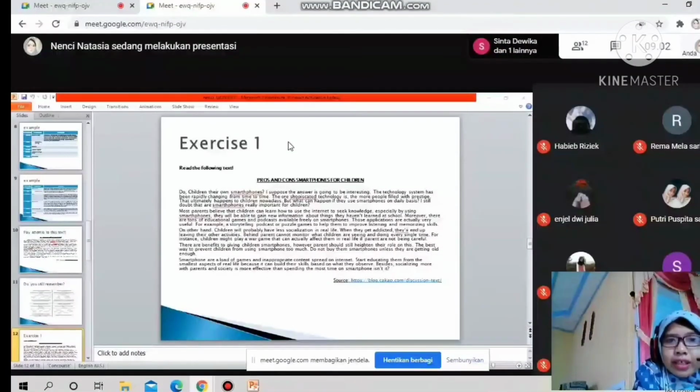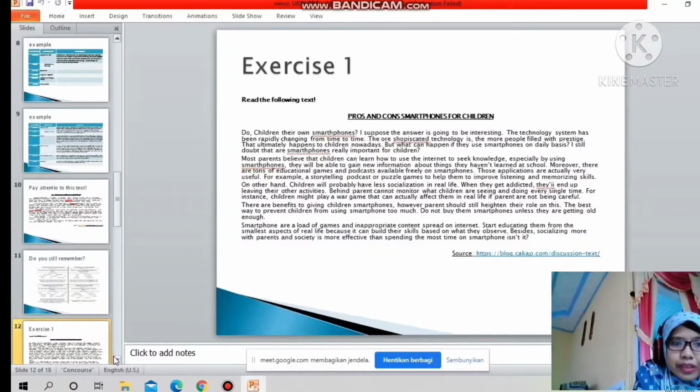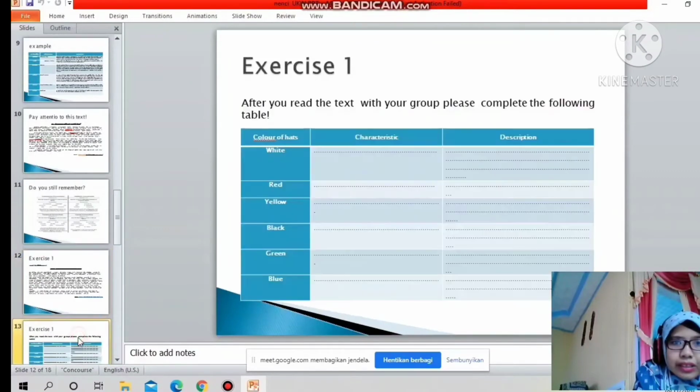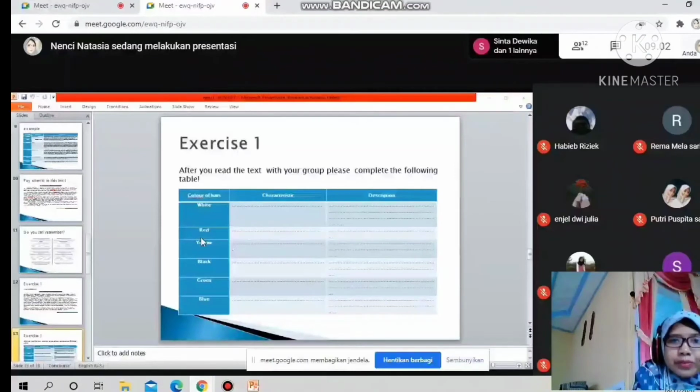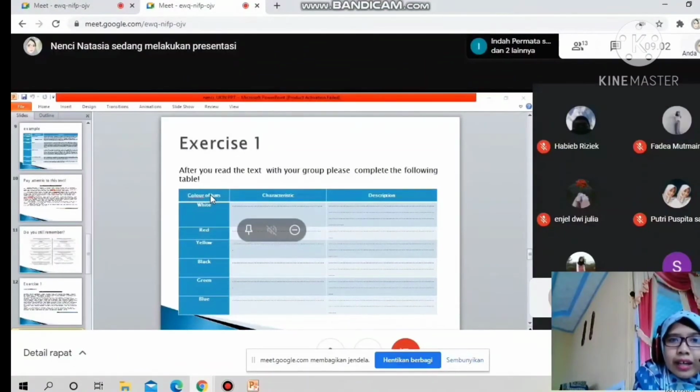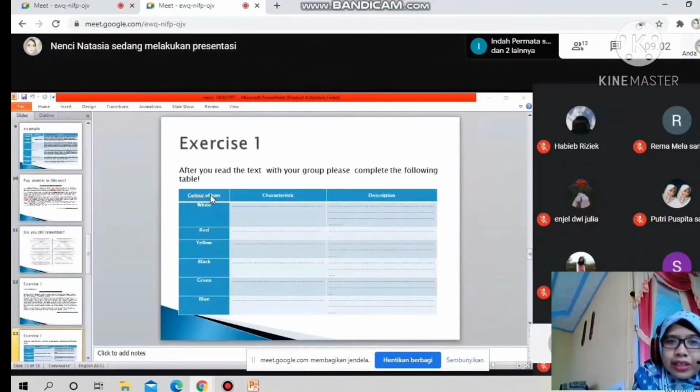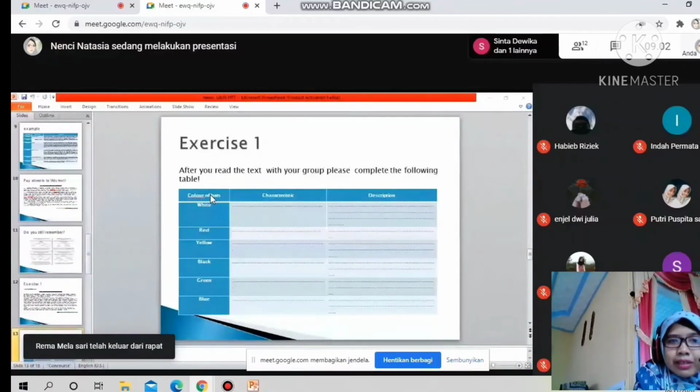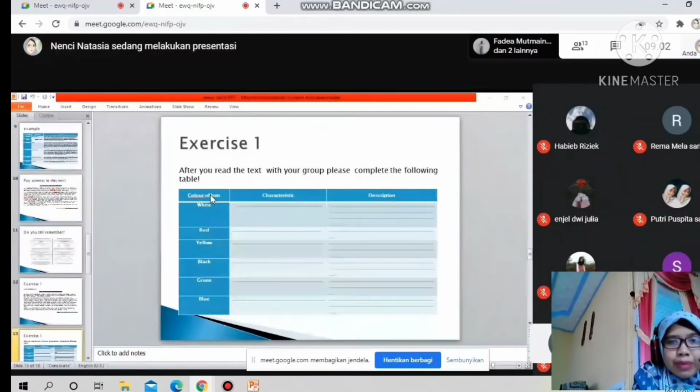If you don't have questions, read this text first and then you have to do this exercise. After you read the text with your group, please complete the following table.